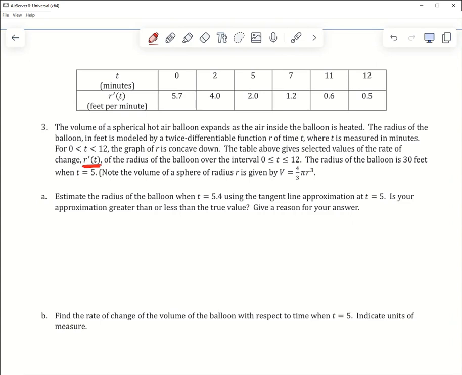It says estimate the radius of the balloon when t is 5.4 using a tangent line approximation at t equals 5. So remember, I'm going to use r of t. If you did y's, that's fine as well. But I'm just saying r of t is the radius. I just want to make sure you understand r of t is the radius at any time. You don't have to write that down. I'm just saying it.